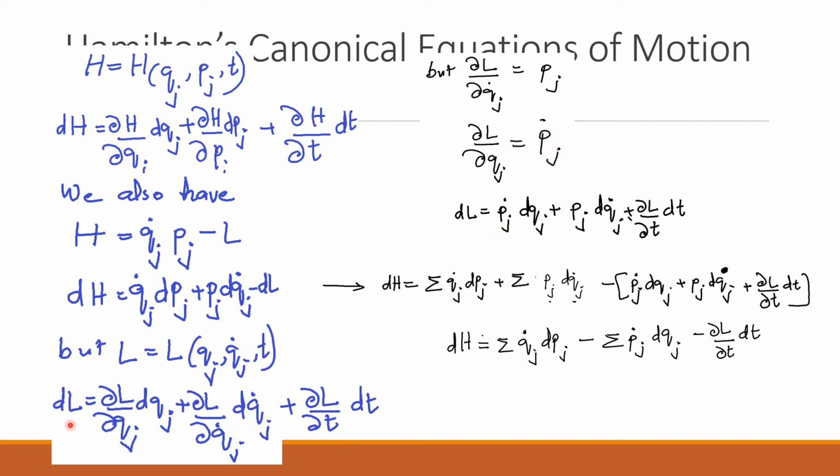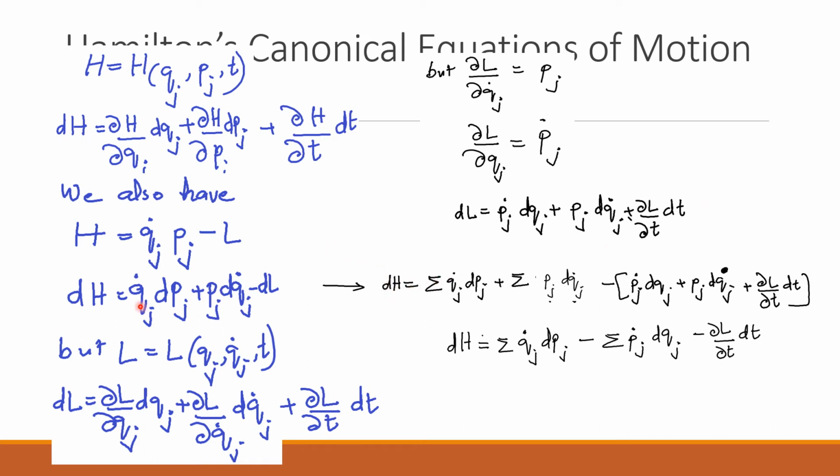We'll get dL is equal to Pj dot dQj, since instead of dou L by dou Qj we substitute Pj dot. Plus, instead of dou L by dou Qj dot we substitute Pj, so Pj dQj dot, plus the last term remains, dou L by dou t dt.